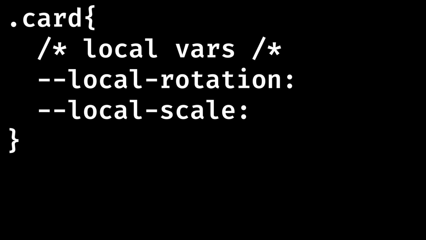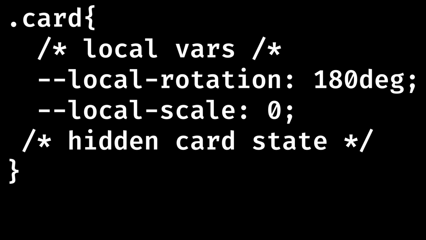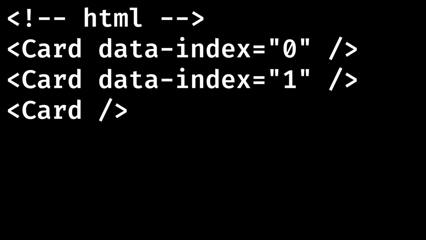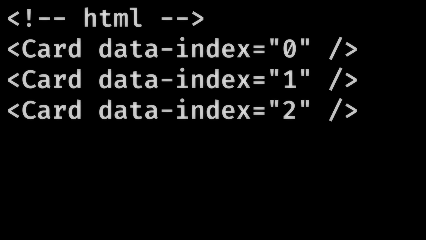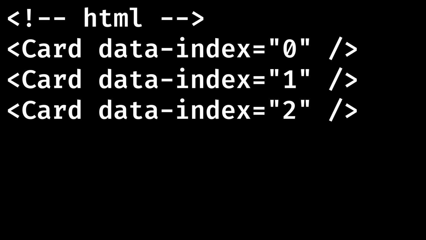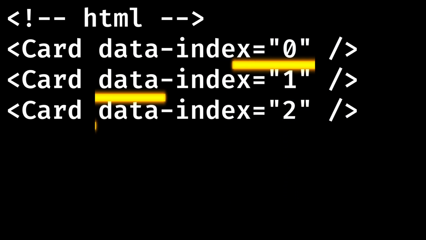I'm going to set them to be 180 degrees and 0 respectively, the state of the hidden card. After that, we go to the HTML, where we add a data index attribute to the cards with their respective index. Remember, in programming, we count up from 0, not 1. That property is most easily added when using a framework and a map function. But since I'm a masochist, I will add it to each card separately.